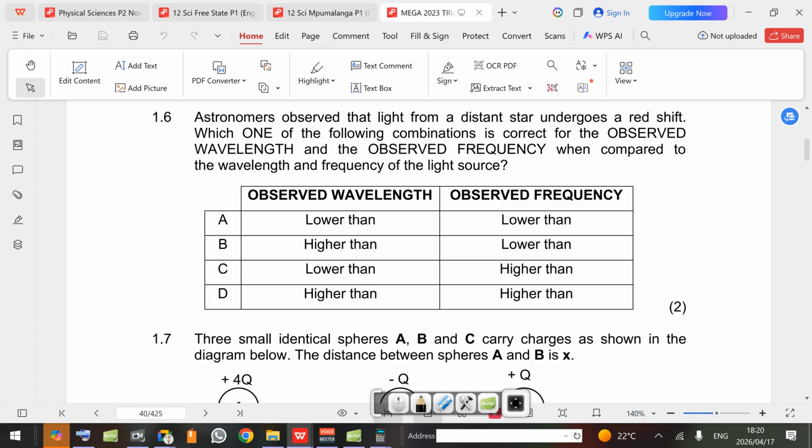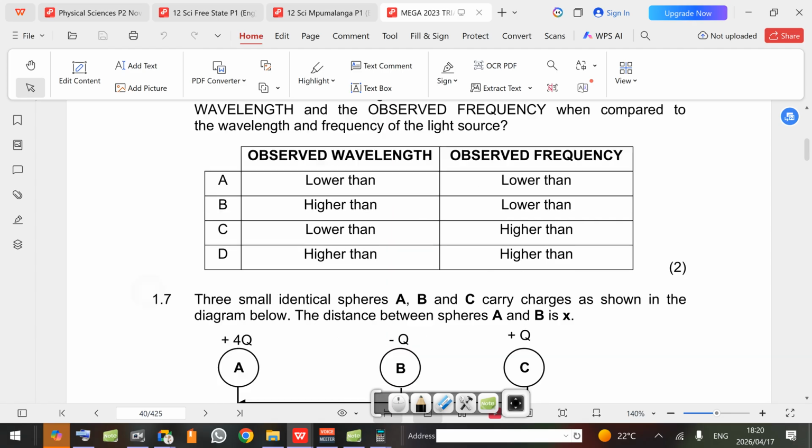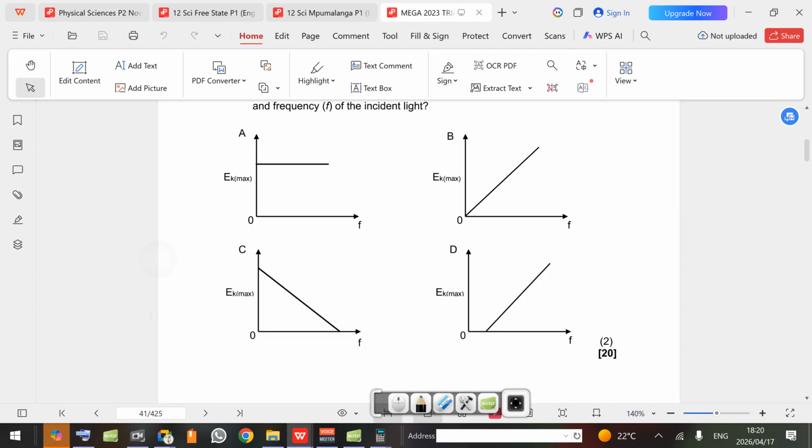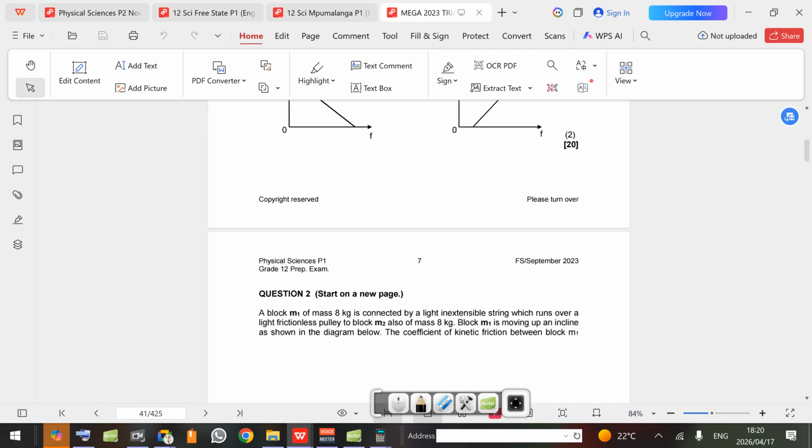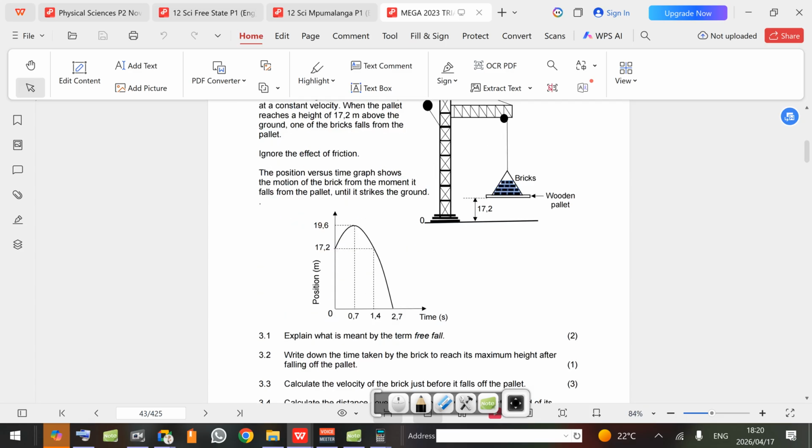Red, you're just quickly looking at red, what red shift is. The correct answer is B. Red shift, longer wavelength and lower frequency. Done. Thank you, guys. Look, free 2 marks there for everyone who understands Doppler.